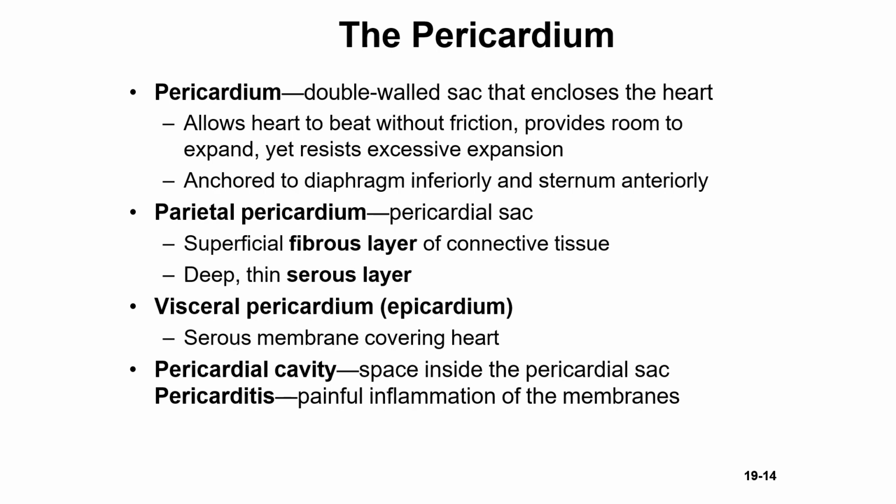We have the parietal pericardium, which is the outer layer of the sac, with a tough fibrous layer and a thin, smooth, serous layer underneath. We also have the visceral pericardium, which we sometimes refer to as the epicardium, and it represents this thin, smooth layer that directly covers the heart. Inside the sac is the pericardial cavity, which holds a small amount of fluid to reduce the friction. If the pericardium becomes inflamed, it can lead to a condition called pericarditis, which causes painful inflammation in these membranes.